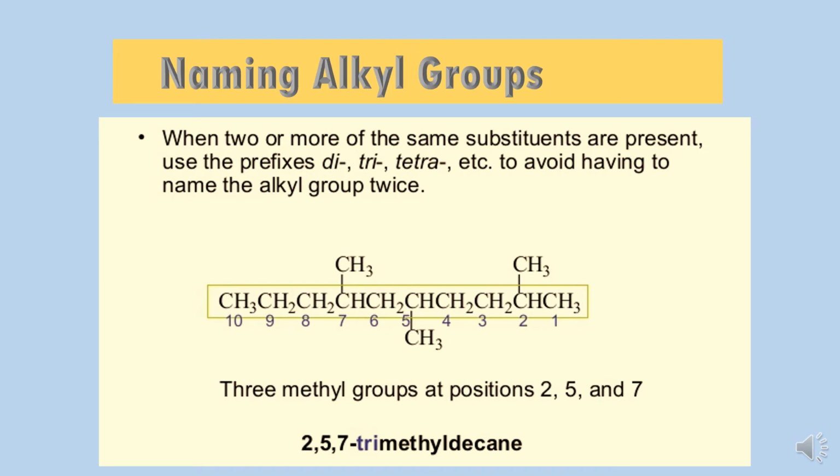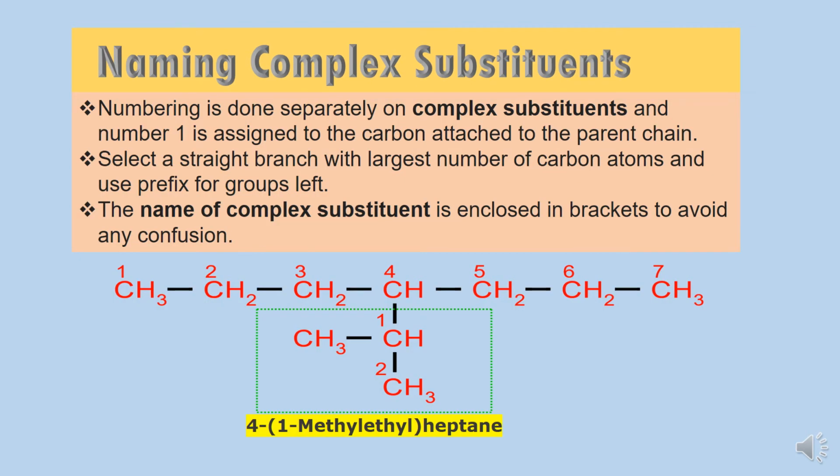Now the important thing is how to name complex substituents in organic compounds. But until now, all the substituents we have seen were in straight chains, but these substituents may further be branched. For example, here you can see this substituent attached to this chain at the 4th position is a branched group. So this kind of complex substituent is to be named separately.